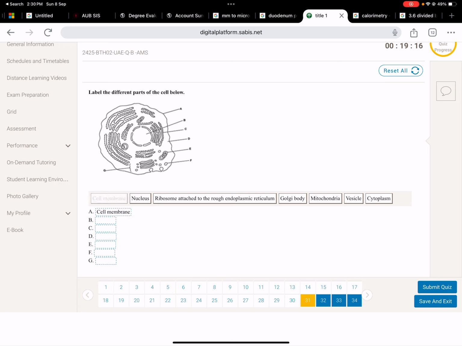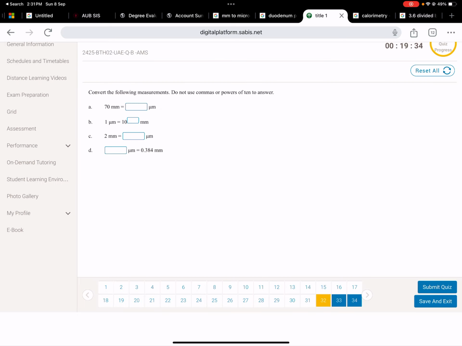A is the cell membrane, B is the nucleus, C is the ribosome attached to rough endoplasmic reticulum, D is the cytoplasm, E is the mitochondria, F is the vesicle for transportation, and Golgi body is going to be G. So this is also very simple. You guys just have to know the conversion.